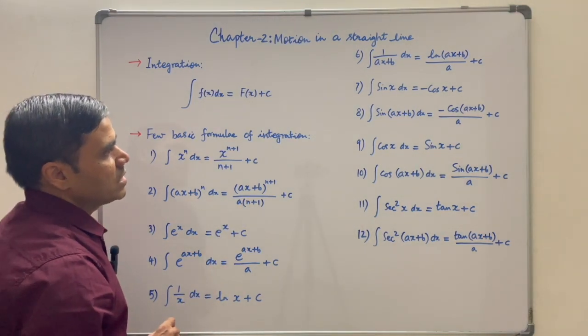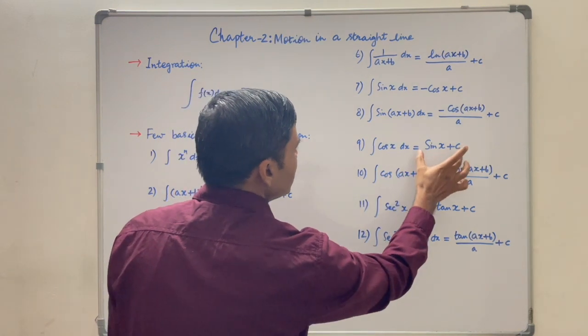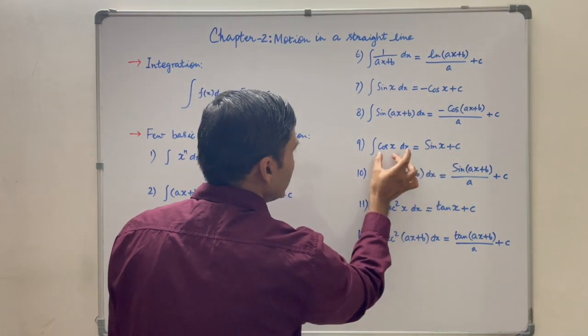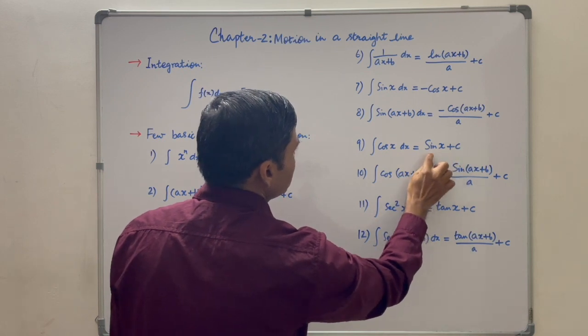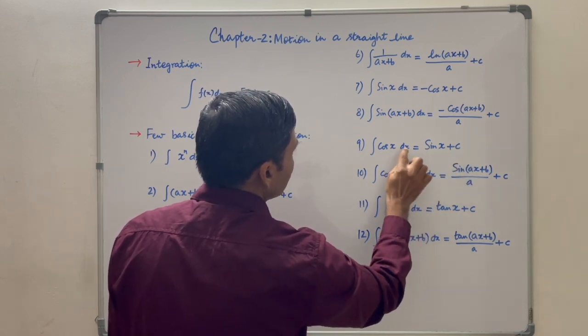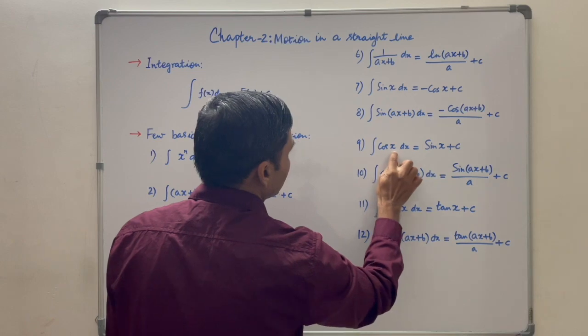The cross verification is, if you do the differentiation of the right side, you will get this function. For example, sin x plus c. When you do differentiation of this, you will get cos x plus 0, means cos x.